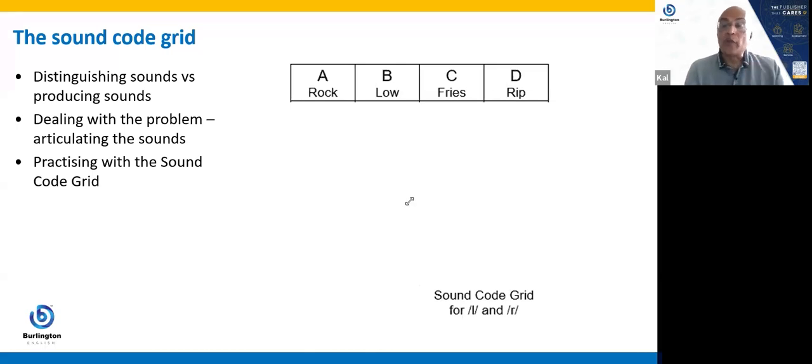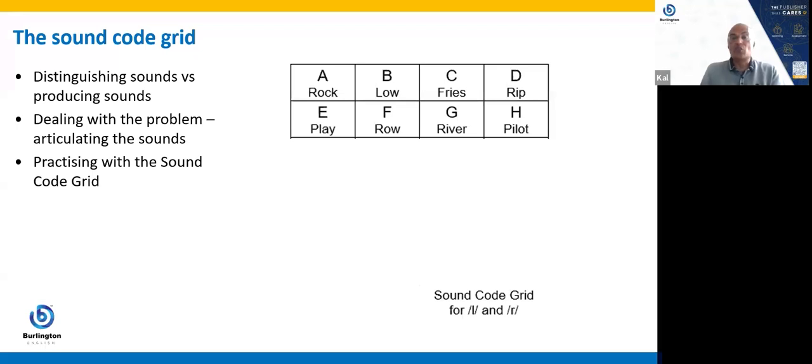Good. Following week, just add another row. So week 2, I've added another line. Now I've got more words to play with. But as you add rows, you start adding words that are called minimal pairs. So if you look at the letter B, we've got low. If you look at the letter F, we've got row. The only difference is one sound between them. And that is what's called a minimal pair, rather like fries and flies.